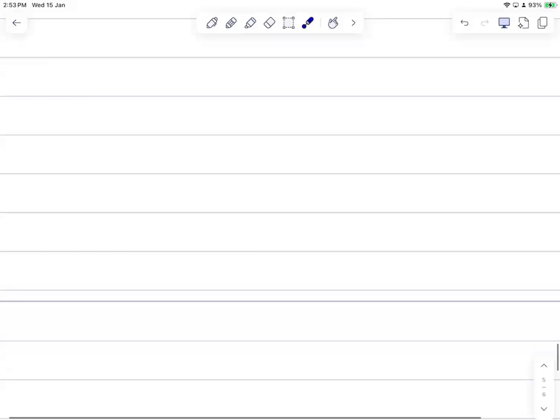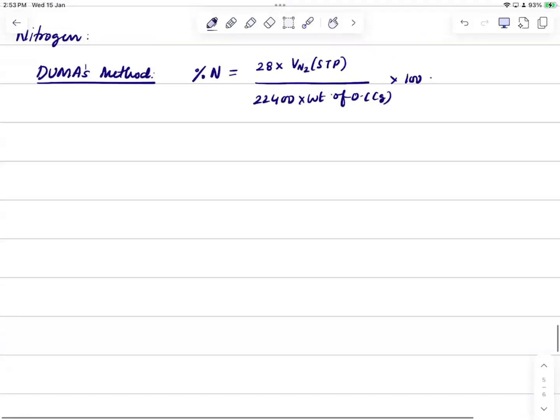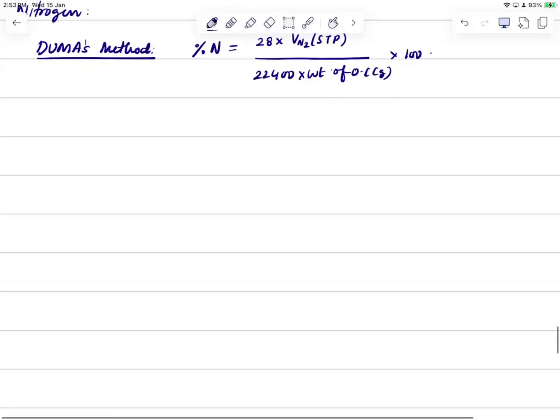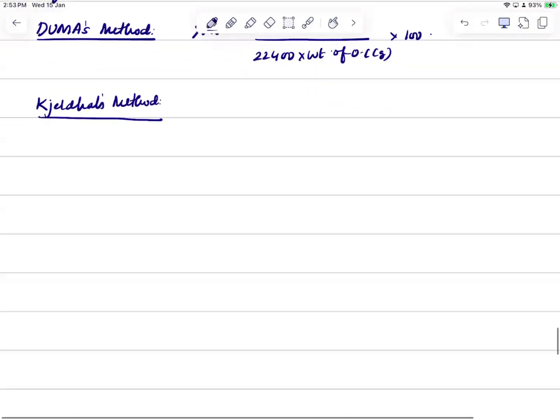Fine. Next, this is the Dumas method and it is valid for all of them. Next, Geldahl's is the most important one, so learn this one carefully. For Geldahl's method, we are supposed to use H2SO4. The logic is very simple. We add concentrated H2SO4, by which we try to convert every form of nitrogen into ammonia.